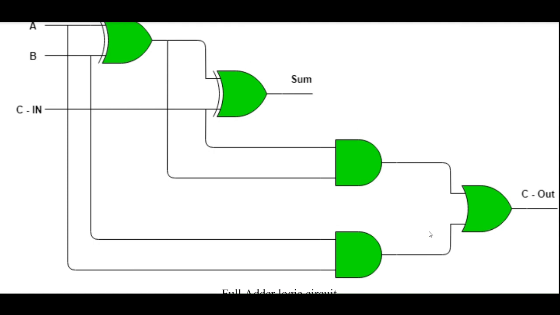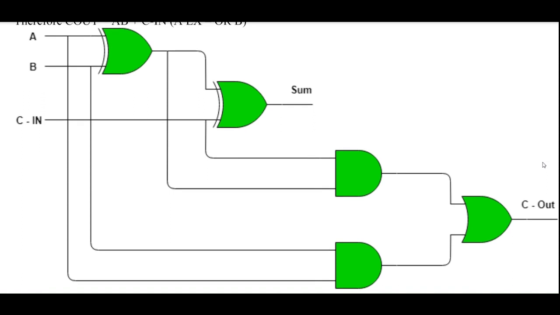And what is the real output? AB plus C into (A XOR B). So for that we take A XOR B from here, and from here we get the C. The output of this AND is C into (A XOR B). From here we get AB. The final output is C into (A XOR B) plus AB. Simple as that. So this is how we construct the full adder.